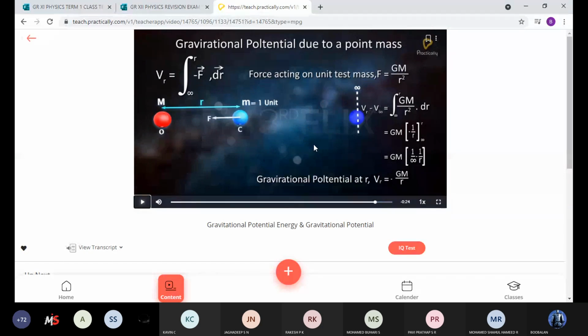Listen, for the point mass. So point mass means we consider 1 unit or 1 kg like that. That is m, it is the last formula. G capital M small m divided by r. The small m value is 1. So you will get V is equal to minus GM divided by r. So r means what? See here, from the center of object 1 to object 2.